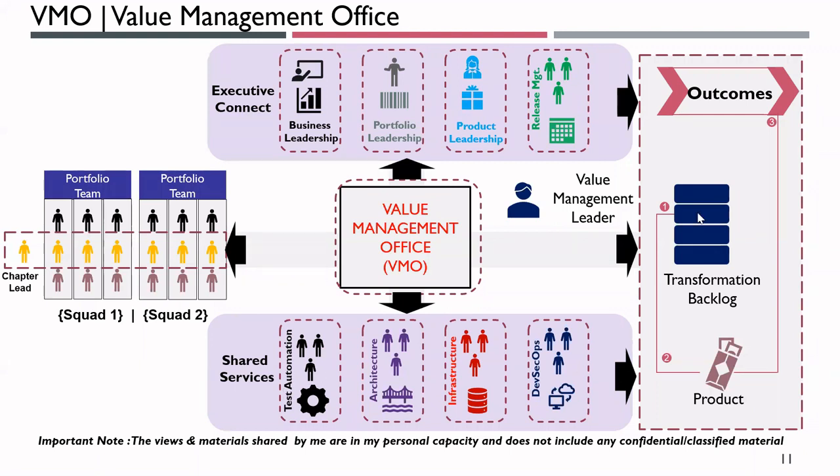So the transformation backlog is the first point in time which the value management leader creates. The value management leader acts like a product owner for the value management office. So he or she is going to create the transformation backlog. And obviously this transformation backlog, as I said, is a connection of all the product items, whatever we have delivered, all the metrics we have measured. It's a connection on that.